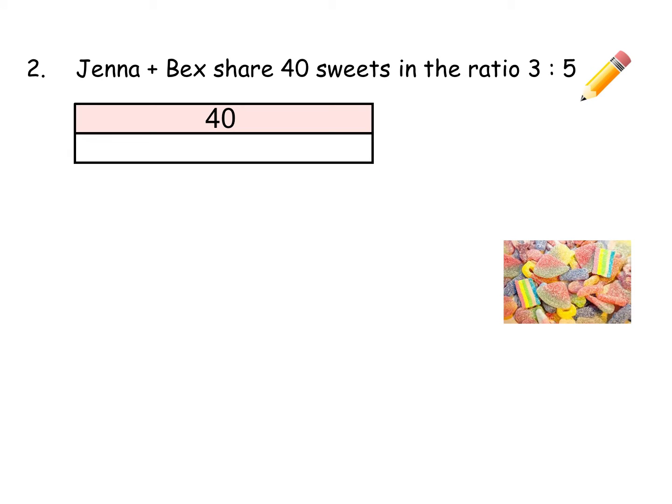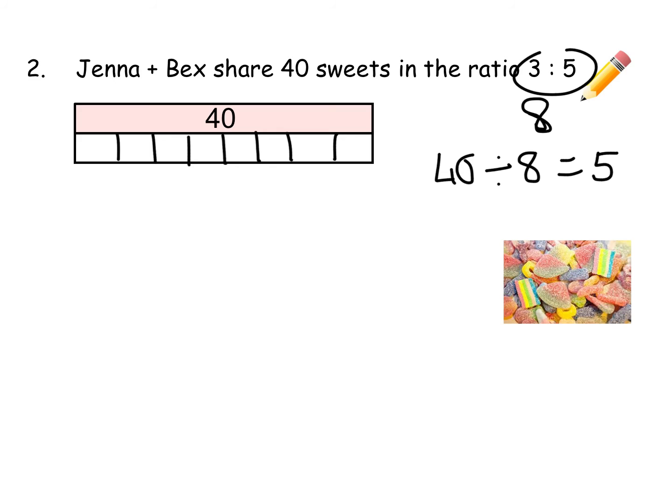So example 2. Jen and Bix are sharing sweets this time in the ratio 3:5. So you do 3 plus 5, which gives you 8. So I'm going to divide my rectangle into 8 this time, which means I need 7 lines. 1, 2, 3, 4, 5, 6, 7. So that looks not bad. And then I do 40 divided by 8. So 40 divided by 8 is 5. So I split this bar of 40 into 8, which gives me 5 in each box. So I'm going to write 5 in each box as best as I can.